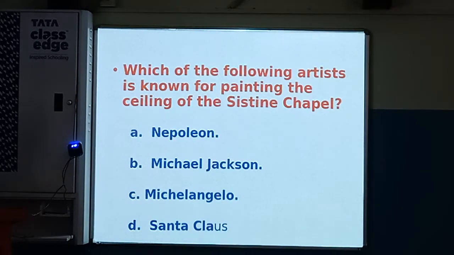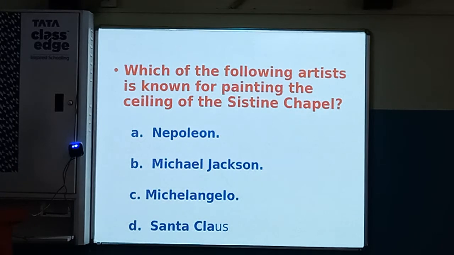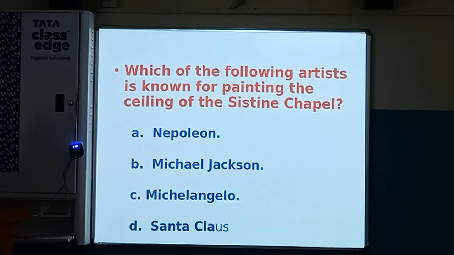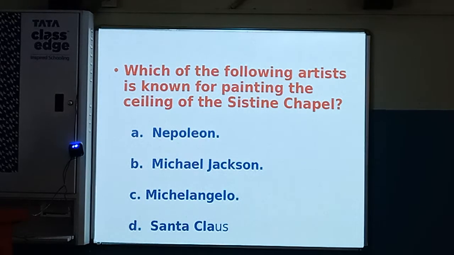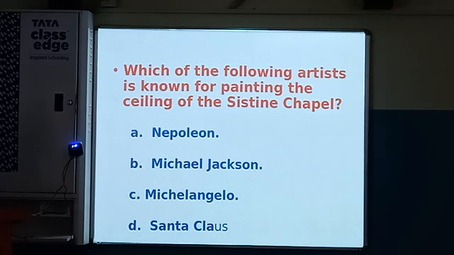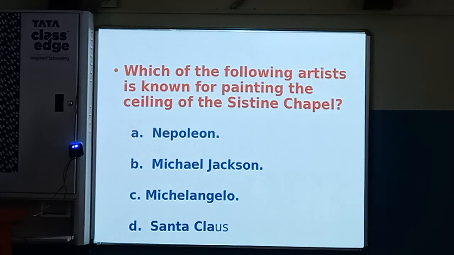Example of rule number 1: Which of the following artists is known for painting the ceiling of the Sistine Chapel? What is the problem with this question? This is a correct question, but there is a problem. Even if you don't know, you can easily locate the answer. Napoleon was a ruler, Michael Jackson was a dancer, Michelangelo, Santa Claus, we know. So only one option is plausible.